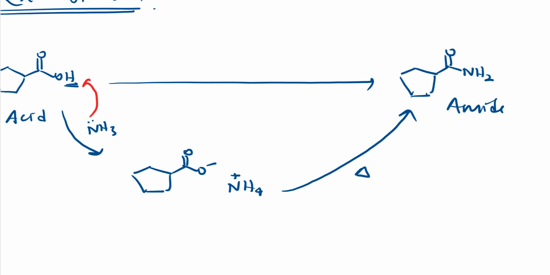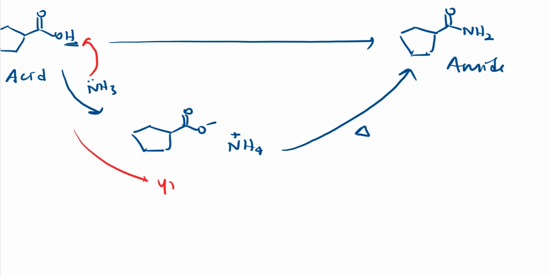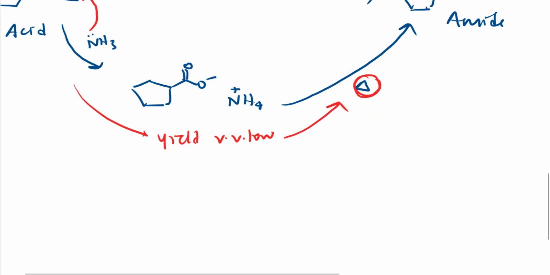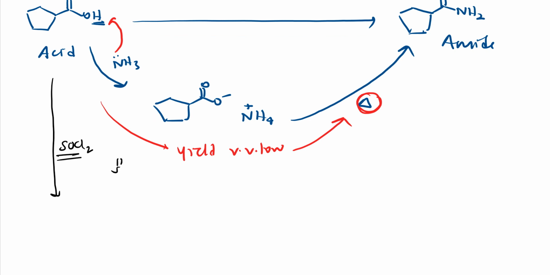But the problem is the yield of this reaction is very low. So heating is required, and also the yield is very less. So further, scientists converted this acid using SOCl2, which you do in the lab also. What is this SOCl2? We call it thionyl chloride. You know the structure: double bond O, Cl, Cl, and sulfur having a lone pair.